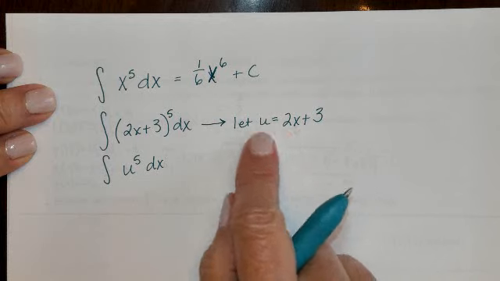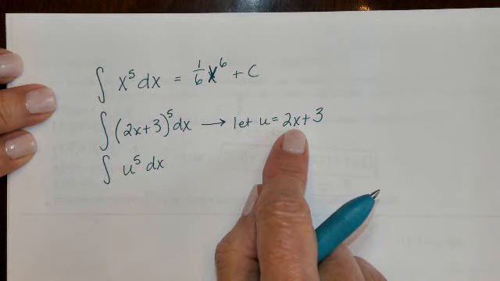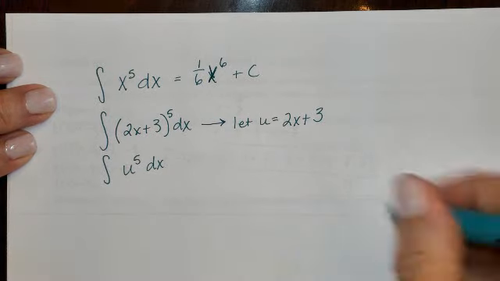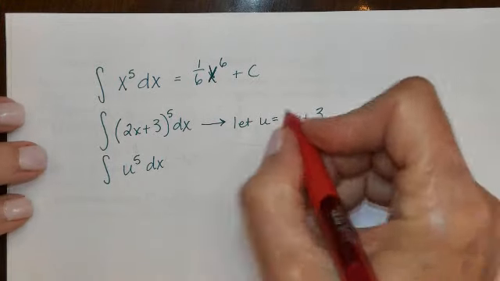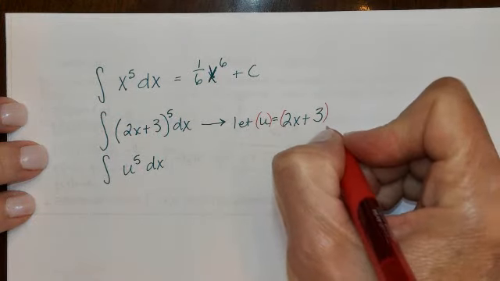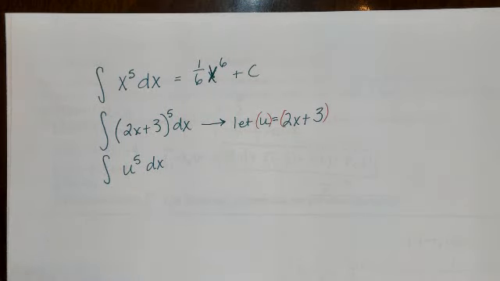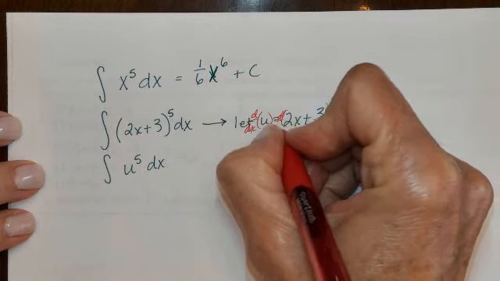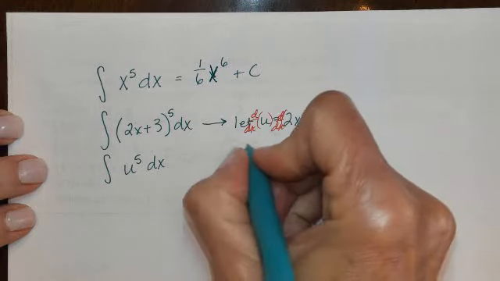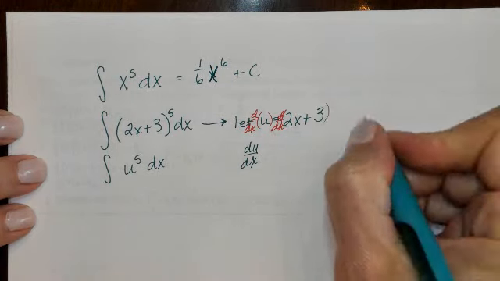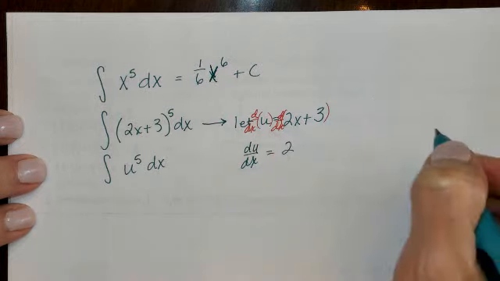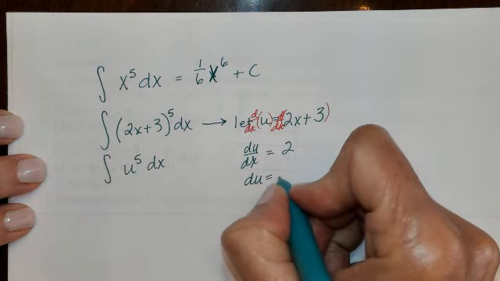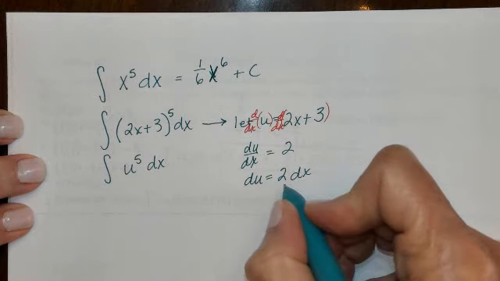So come back to your u equals 2x plus 3. We want to change dx to a du, so let's take the derivative of both sides with respect to x. Then we have du/dx equal to 2. And now watch this. I'm going to multiply that dx to the other side. This is called differential form. So du is equal to 2 dx.